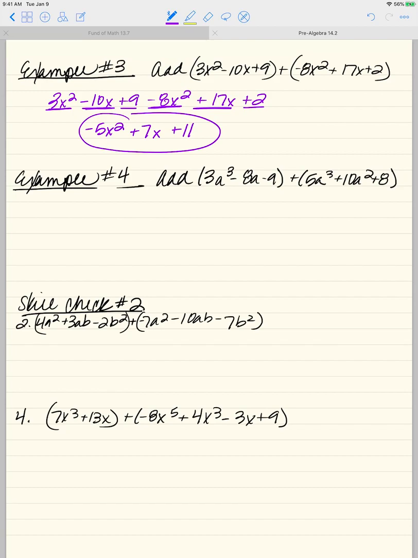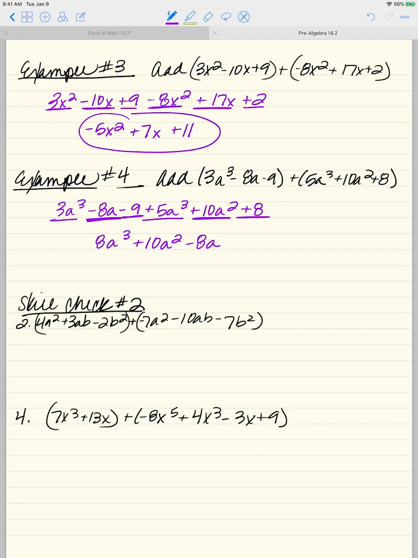Okay, moving along to example number 4. 3a cubed minus 8a minus 9 plus 5a cubed plus 10a squared plus 8. 3a cubed plus 5a cubed, 8a cubed. Only one a squared term, so plus 10a squared. Only one a term, minus 8a. Minus 9 plus 8, so negative 9 plus 8 gives me a minus 1, and that's as simple as we can make that.